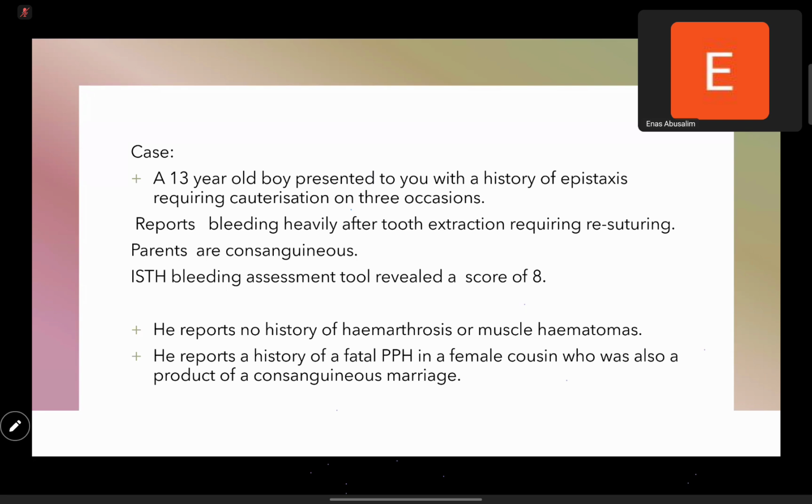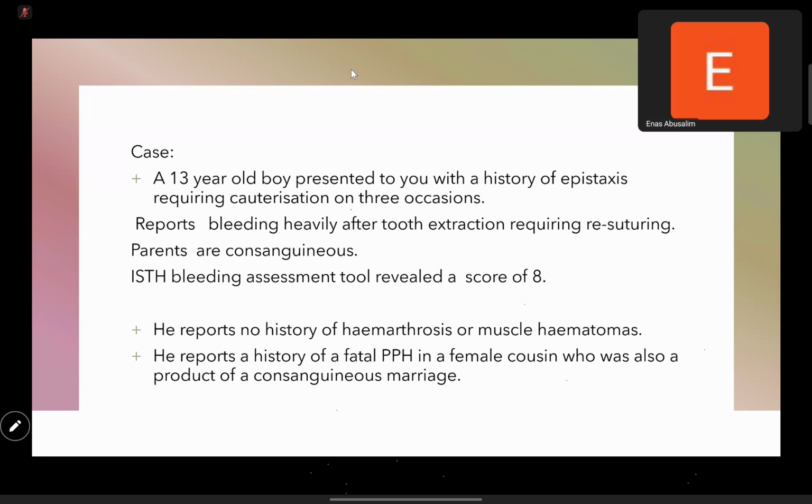اوكي، هلا الدباس. نعم دكتورة. طيب اقرأي لنا الحالة وشوفي شو رأيك فيها. تمام. A 13 years old boy presented to you with a history of epistaxis requiring cauterization on 3 occasions. Reports bleeding heavily after tooth extraction requiring resuturing. Parents are consanguineous يعني قرايب. تمام. ISTH bleeding assessment tool revealed a score of 8.